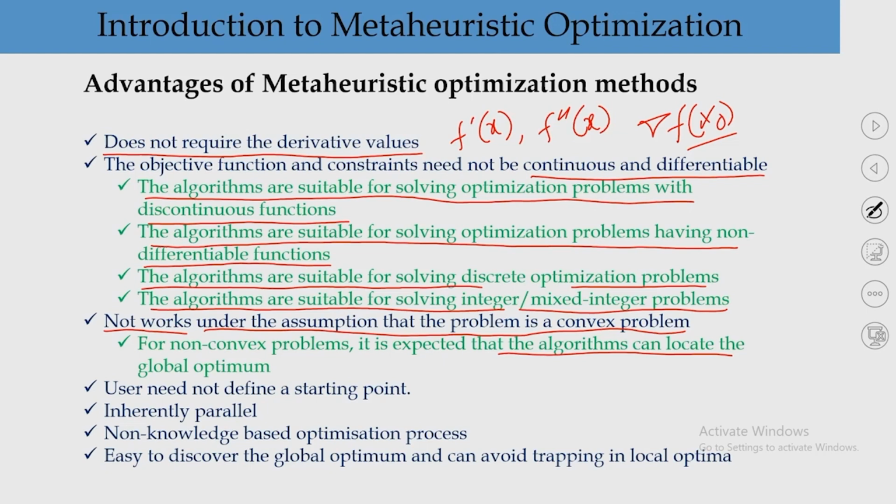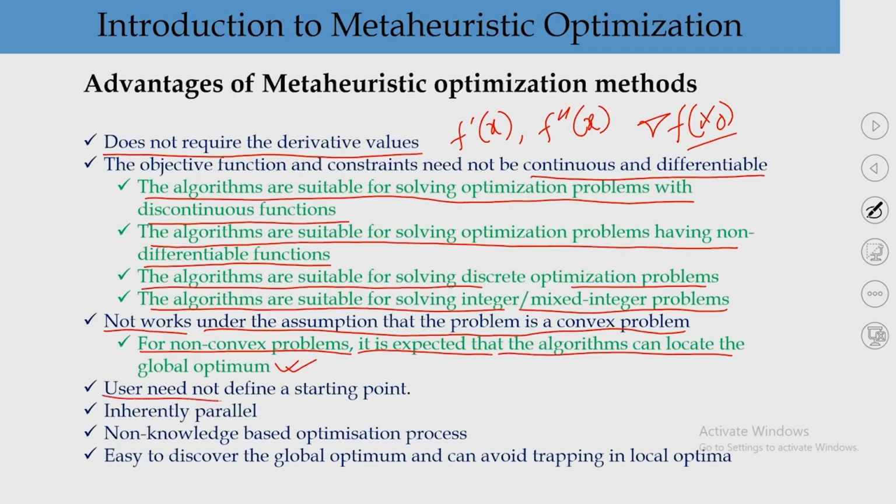So, therefore, for a non-convex problem, it is expected that the algorithm can locate the global optimum. So, in the case of meta-heuristic optimization, the probability is very high that you will get the global optimal solution of the problem. It will basically avoid the local optimal solution.